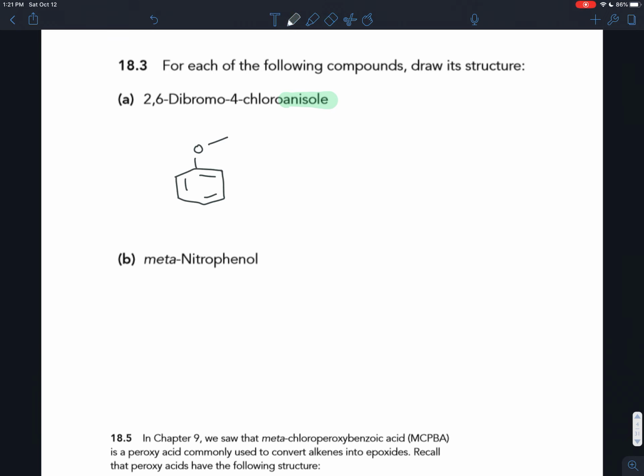Once you have that, you can number this however you want. Just make sure you put number 1 where the methoxy branch is, the branch that gives anisole its name. After that, you can go in whatever direction. So here I'm going to number these clockwise.